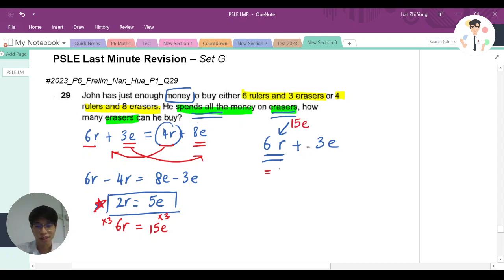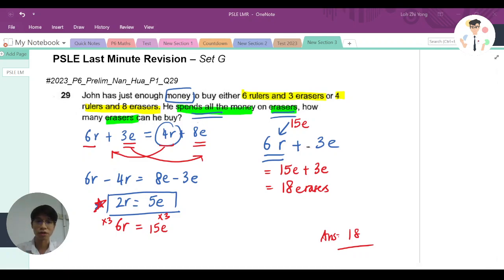So all the money is enough to buy 15 eraser plus 3 eraser, which is 18 erasers. So the answer here is 18, and you are done for this question. Okay, so let's move on to the next question.